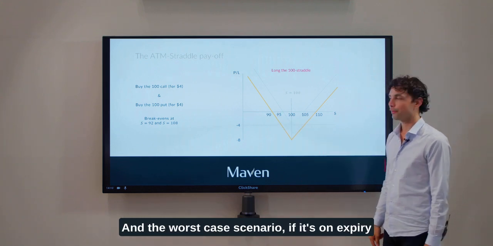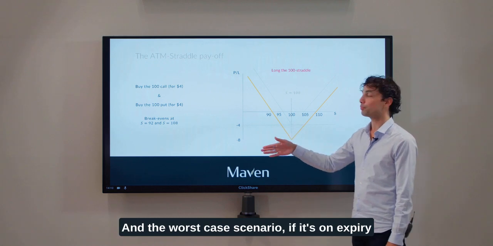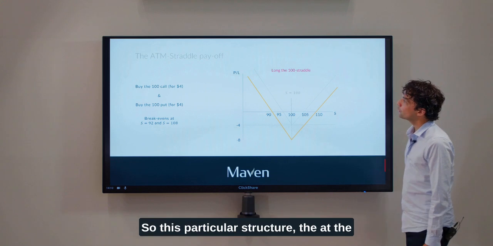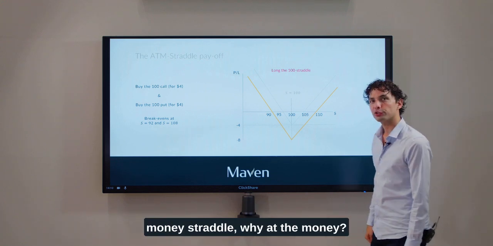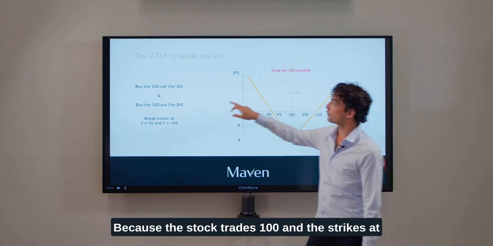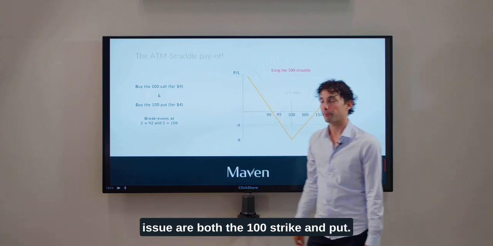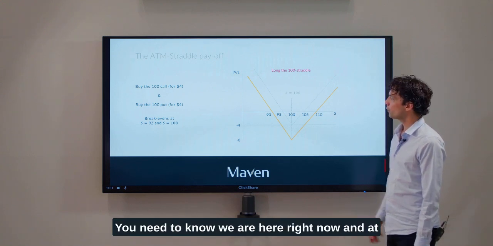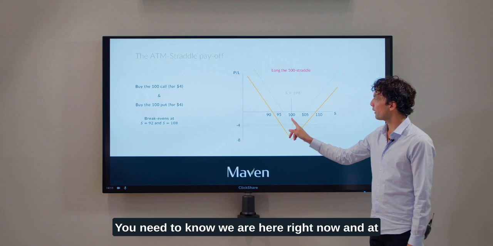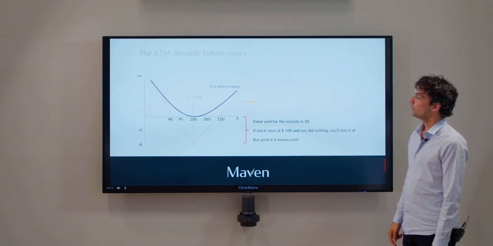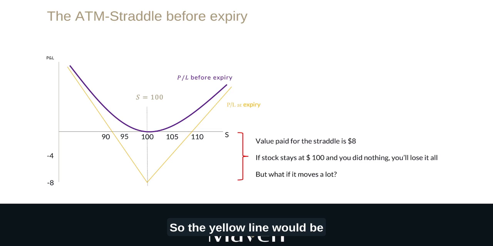And the worst case scenario is on expiry date, the stock actually still trades at 100. So this particular structure, the at-the-money straddle, why at the money? Because the stock trades at 100 and the strikes at issue are both the 100 strike call and put. So the at-the-money straddle is a very intuitive structure. You need to know we are here right now, and at what two break-even points do I stand to make money? So the yellow line would be the profit and loss at expiry.